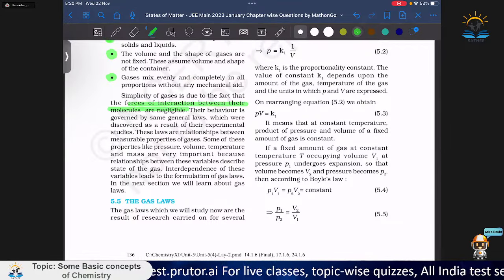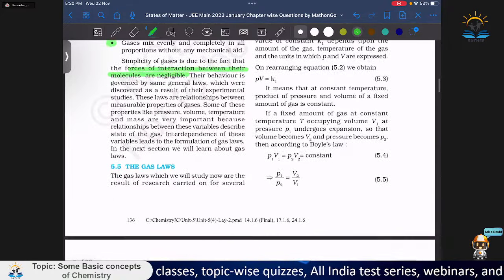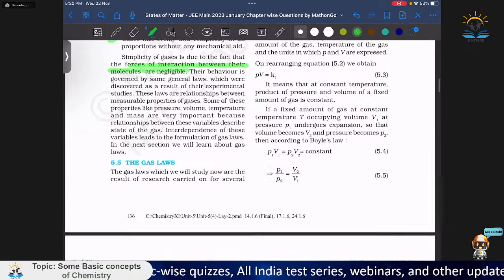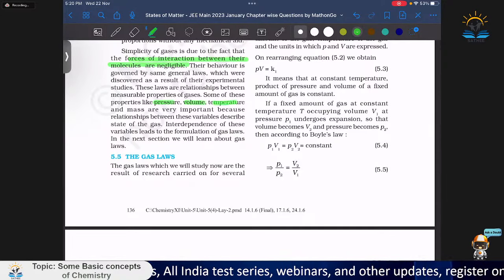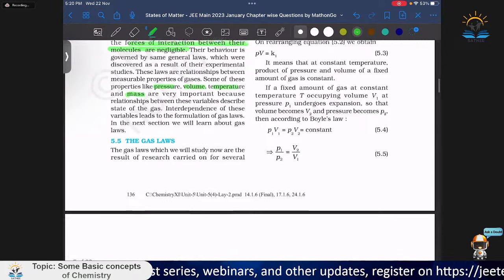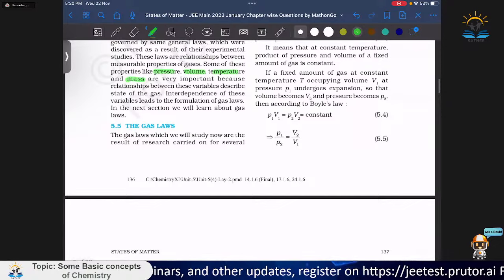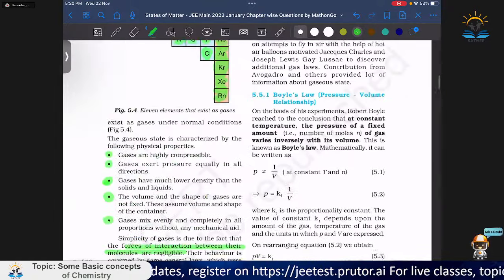Their behavior is governed by some general laws which were discovered and which explain their behavior. What are the properties? Pressure, volume, temperature, and mass are important, because these are incorporated in these laws. The interdependence of these variables led to the formulation of gas laws. Now let us go to the gas laws.